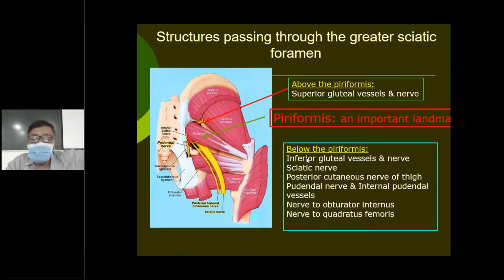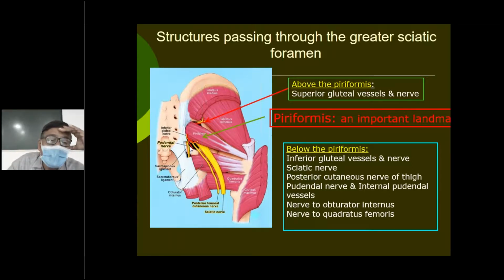Inferior gluteal vessels and nerve. The artery that you see here is called the inferior gluteal artery, and along with that, the nerve of the same name. I told you already, the inferior gluteal nerve supplies gluteus maximus only. And of course, the most important, the striking largest nerve in the body, the sciatic nerve. And then, just medial to the sciatic nerve, an important nerve called the posterior cutaneous nerve of the thigh. This one.